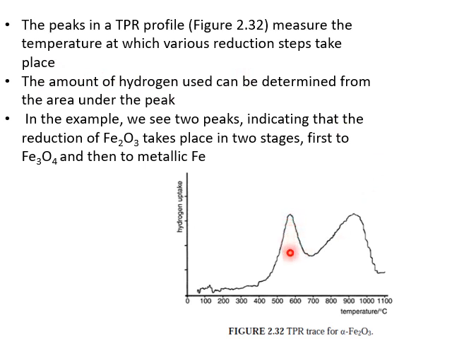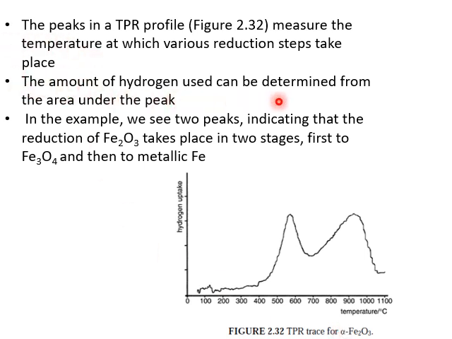The first reduction step takes place at this temperature. The second reduction step takes place at this temperature. On the x-axis is temperature in centigrade, and on the y-axis is hydrogen uptake. As the reduction proceeds, the hydrogen uptake increases. And this is the TPR trace for alpha iron oxide, which is one crystalline form of iron oxide.